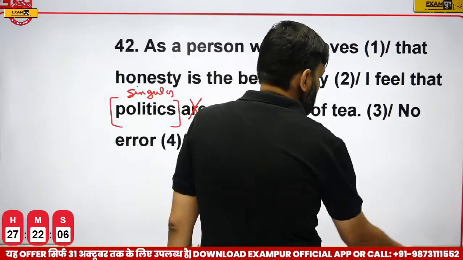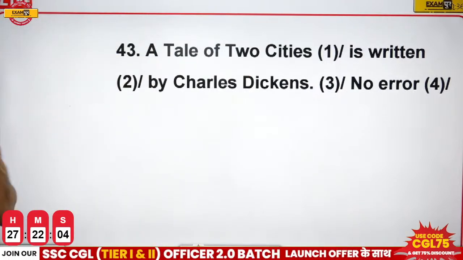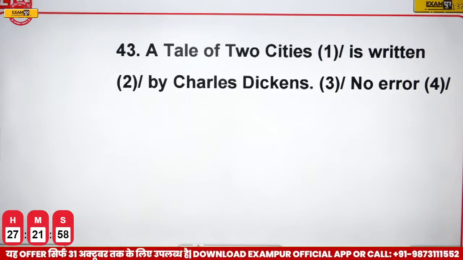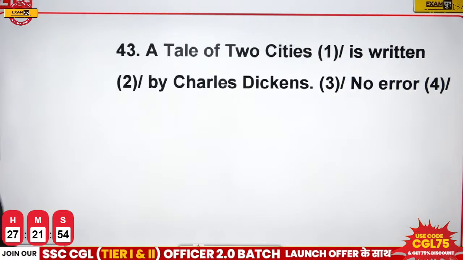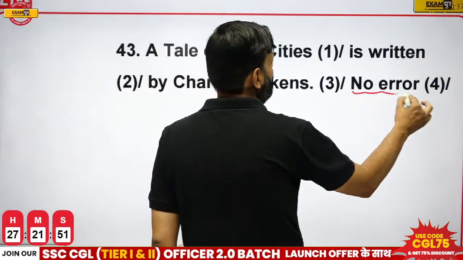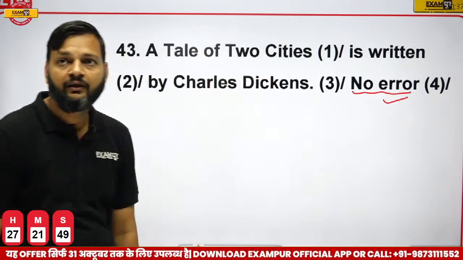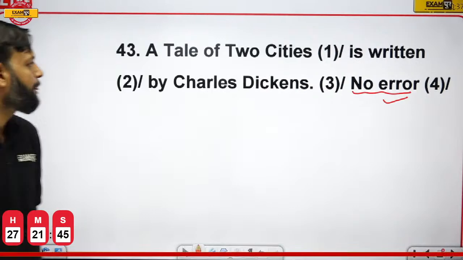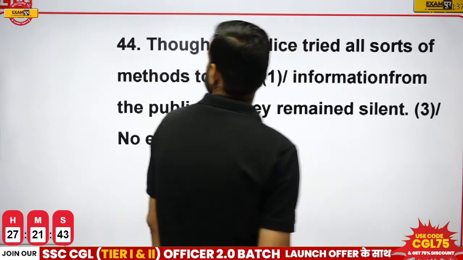Now, question number 43. A Tale of Two Cities is written by Charles Dickens. This sentence is absolutely correct. There is no error in this sentence.